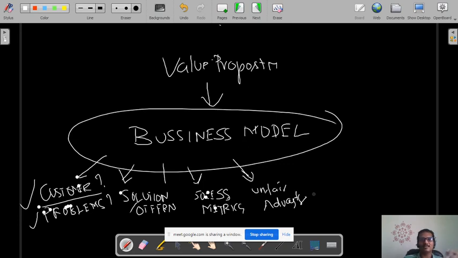So that is some unfair advantages. Okay, similarly, identify what is your unfair advantage. Then what are your revenue streams?